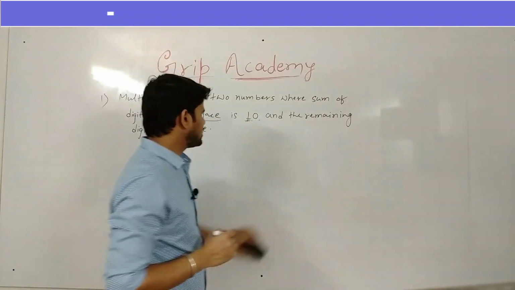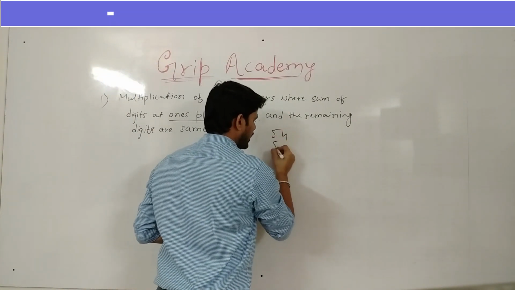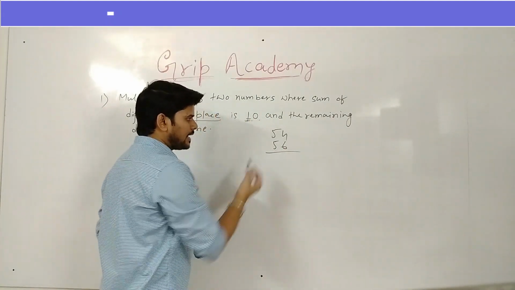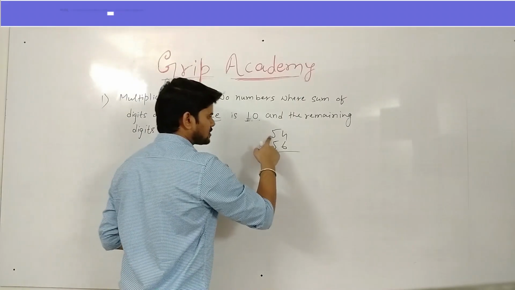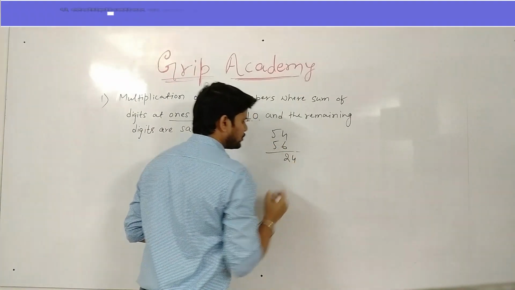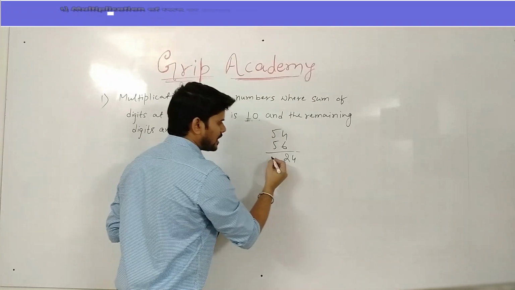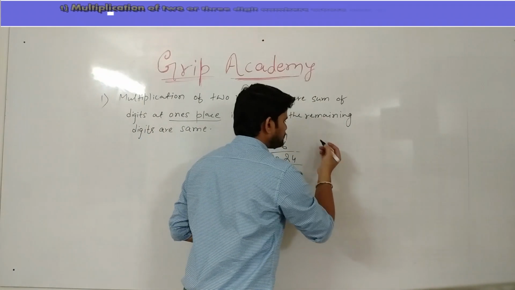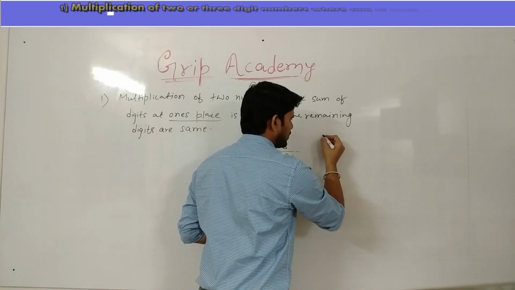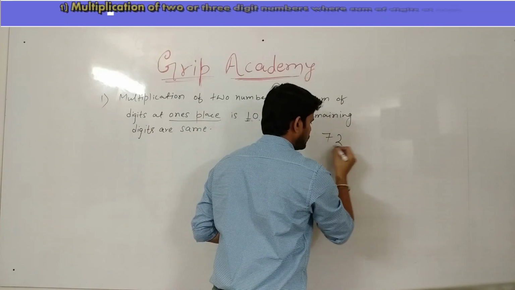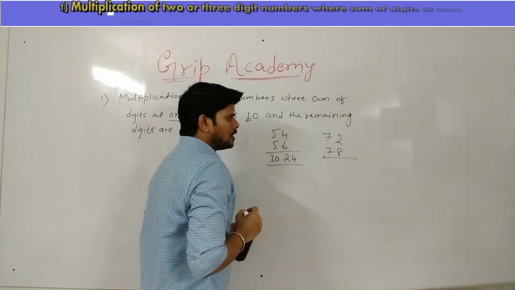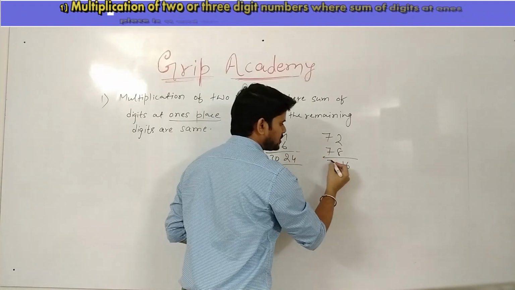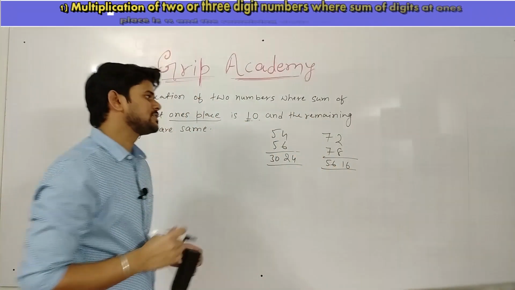Okay, let's take another example. Consider we have to multiply 54 and 56. The sum of these two digits is 10 and these two digits are the same, so we can apply this concept. So 6 into 4 is how much? 24, and 5 will become 6 and 6 into 5 is how much? 30. Okay, take another example. Let's say we have to multiply 72 and 78. So 2 into 8 is how much? 16, and 7 will become 8. 8 into 7 is how much? 56. So the answer will be 5616.